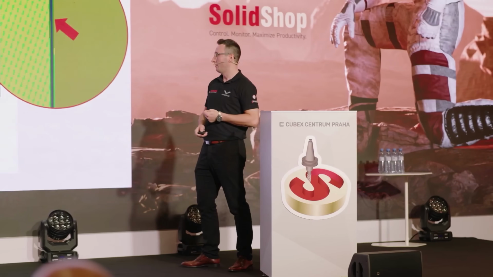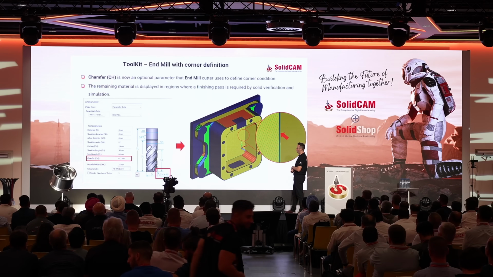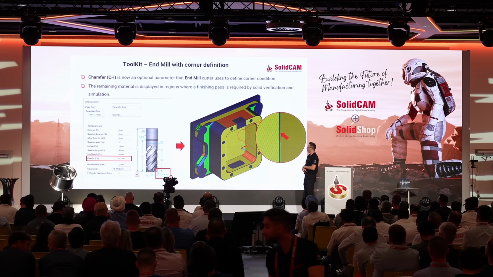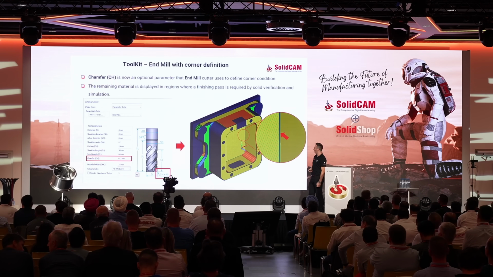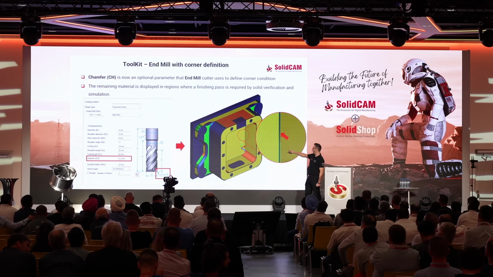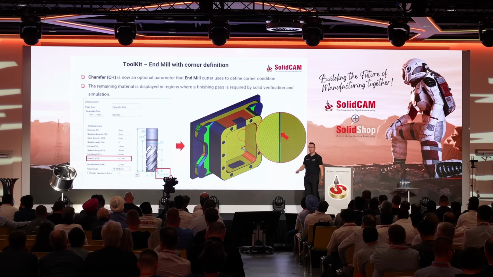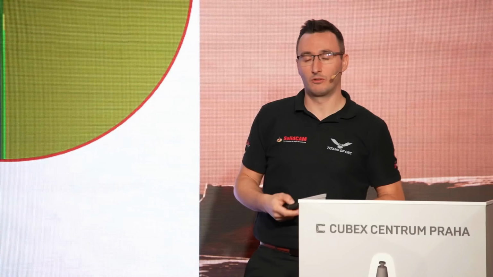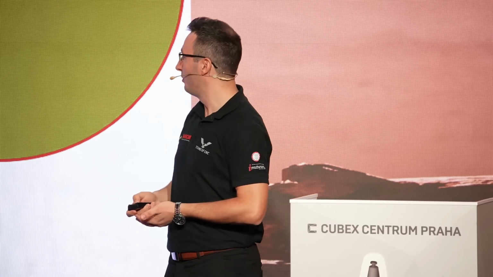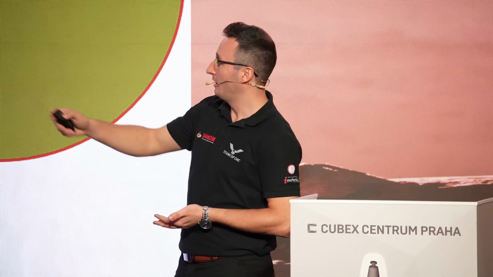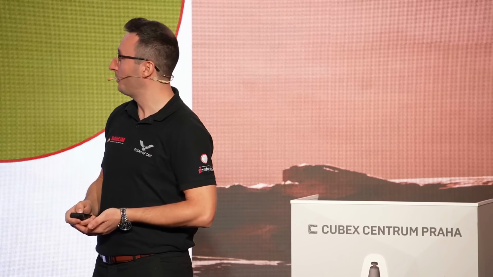All right, we finally added this chamfer option in the toolkit, which gives us true identification of where the areas on the part are where this tool was used, so we can visually see where we still need to run another tool to remove this chamfer. So our end mill gets this new property.